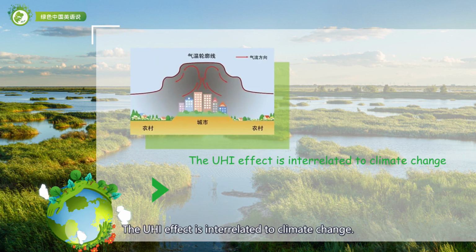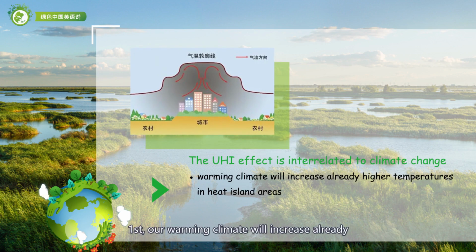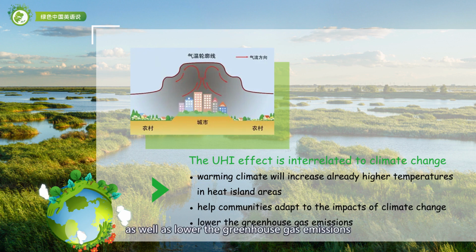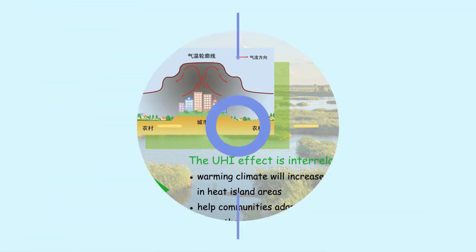The UHI effect is interrelated to climate change. First, a warming climate will increase already higher temperatures in heat island areas. Second, mitigating and cooling strategies to reduce heat islands can help communities adapt to the effects of climate change, as well as lower the greenhouse gas emissions that cause climate change.